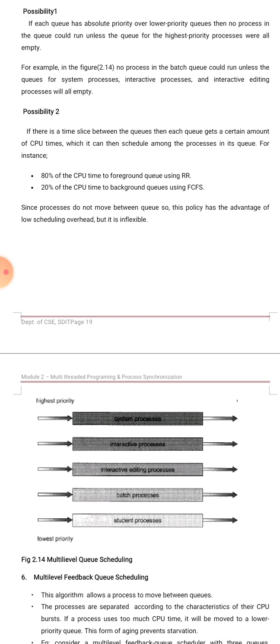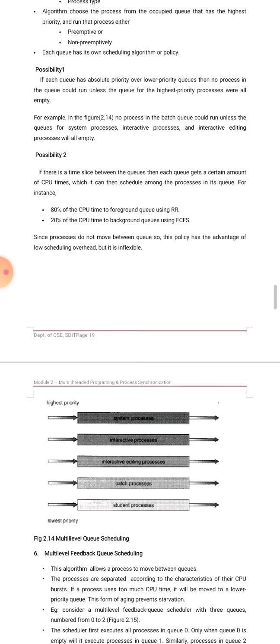Only then can the queue which has lower priority execute. Okay, that is the first possibility. Then the next one: if there is a time slice between the queues, then each queue gets a certain amount of CPU time which it can then schedule among the processes in its queue. So what is the meaning of this time slice?